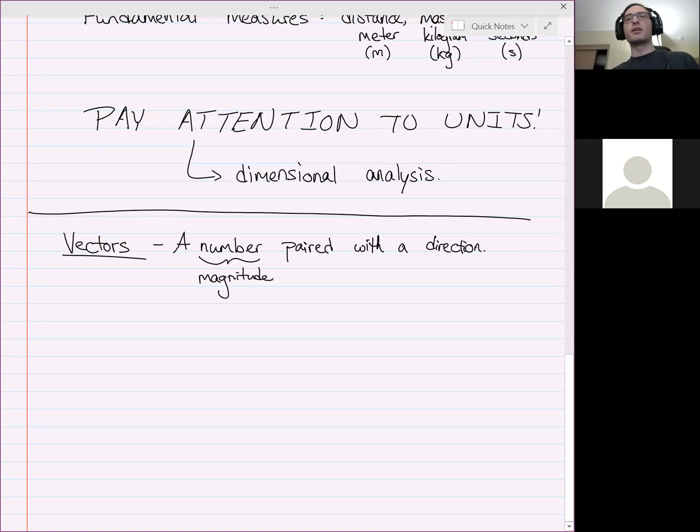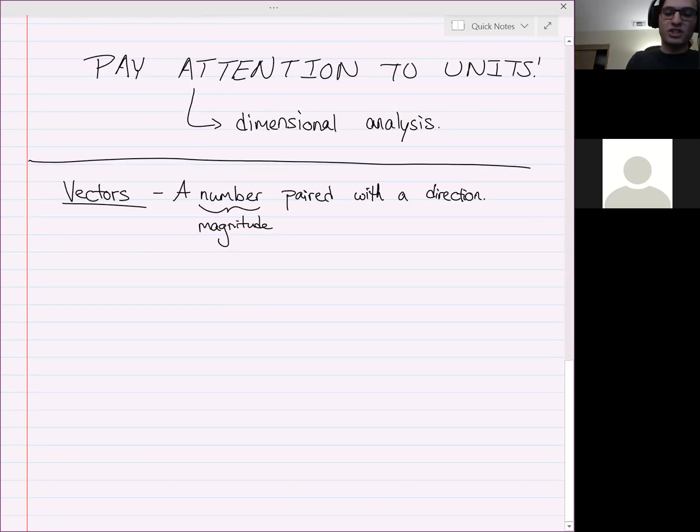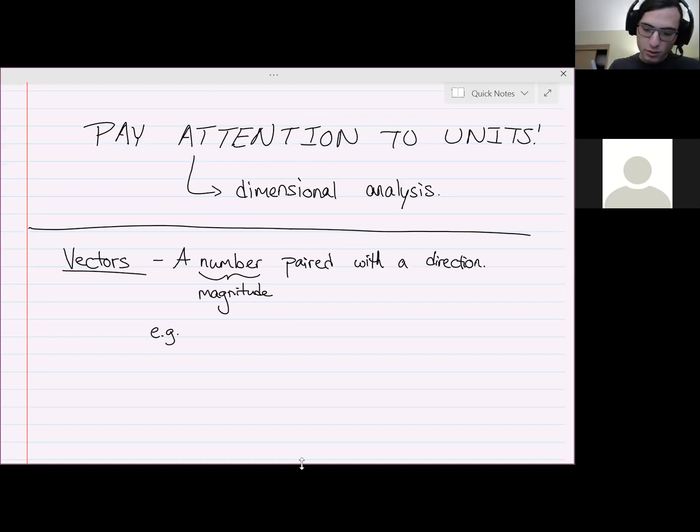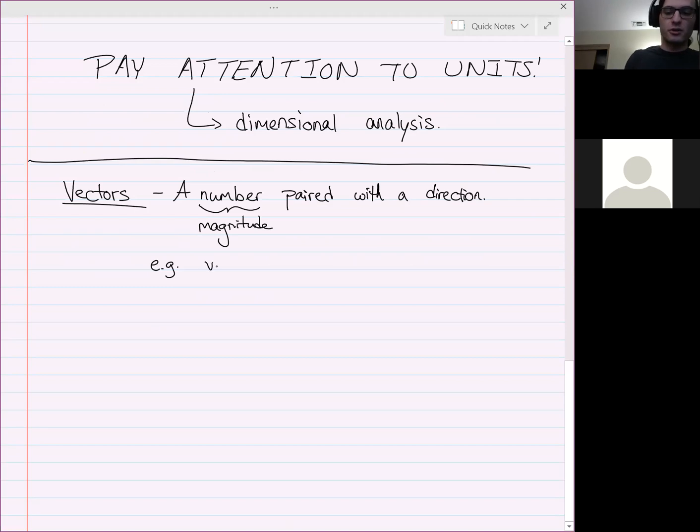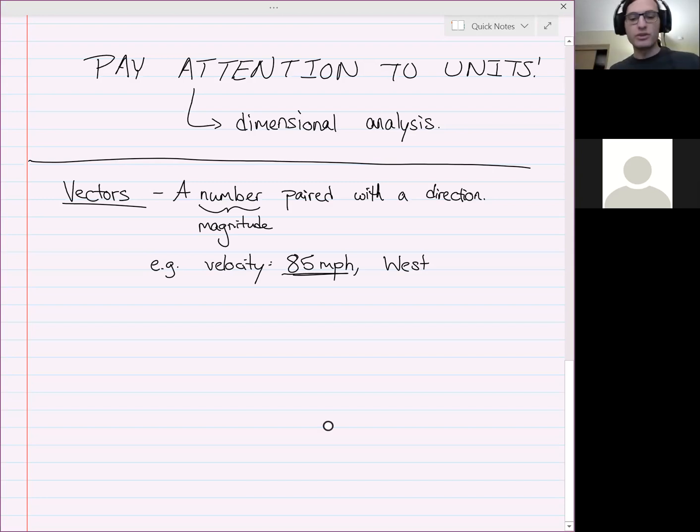So when I say, what's the magnitude of that displacement vector, you would give me the number, not the direction. An example of such a vector would be velocity. Velocity, not speed. Velocity is a vector. An example of this would be 85 miles per hour west. Note that there is a number, a magnitude, and by the way, those numbers will often have units associated with them. And then there's a direction, west. That's all a vector is.